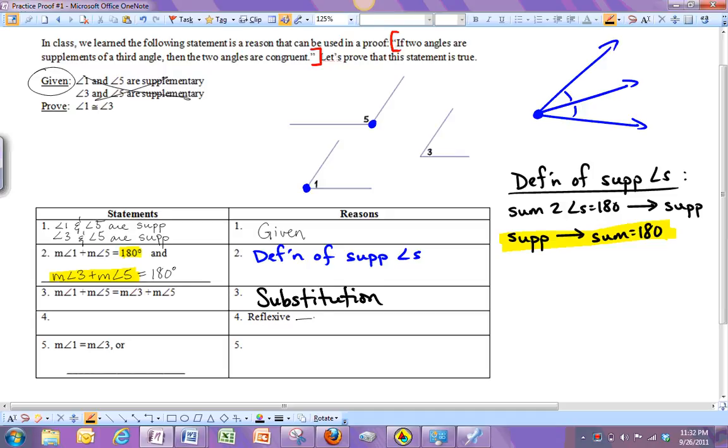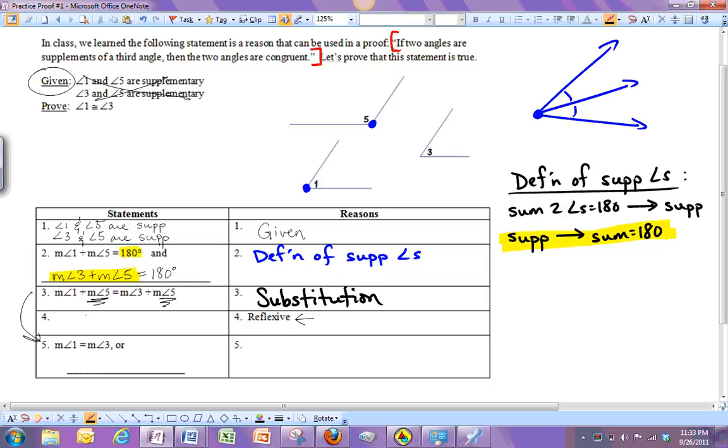The next step, they give you the reason here is reflexive. Now when we've been using reflexive, it's either so we can add in the same thing to both sides of a step, or we can subtract out the same thing from both sides of a step. I don't think we've used it where we multiply yet, but we could. Now in this case, if you look at step 3, I've got an angle 5 on each side of the equal sign. I've got one over here, and then I got one over here. So really, and when you look at step 5, those are now gone, those angle 5s.